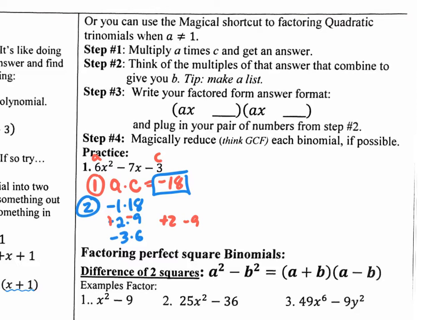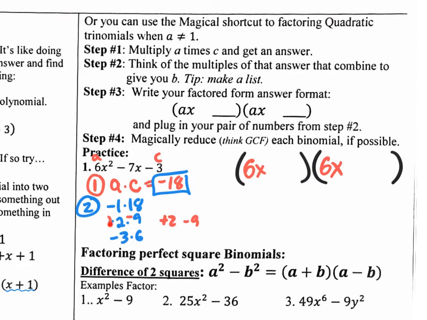Now step 3, that's where you jump right into your factored form answer format, a binomial times a binomial. And we put ax right here. It says ax right there. What is a though? A is 6. So we're going to put 6x right there and 6x right there. Now, what do we do with these blank areas?